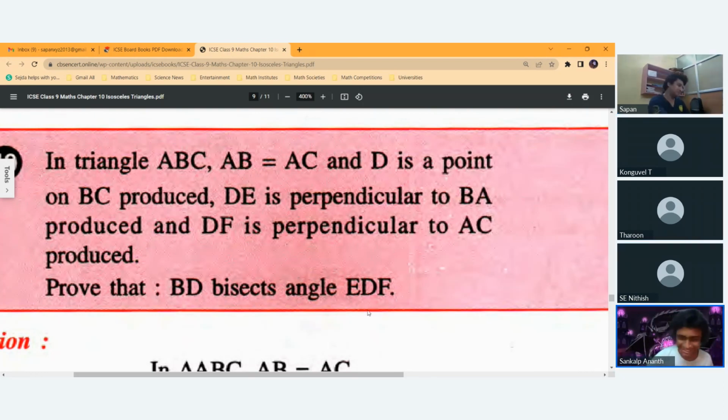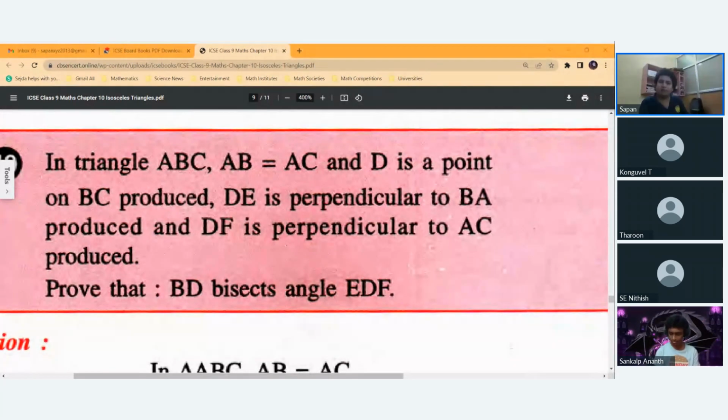Where did E come from, sir? They didn't even mention that in the question. F also came, sir. Where did E and F come from? E and F are never supposed to come in a triangle, sir. But they will come. Not only E and F, G, H, I, J, K, all of them will come. Gamma, beta, alpha, anything can come, sir. They never mentioned where E is.